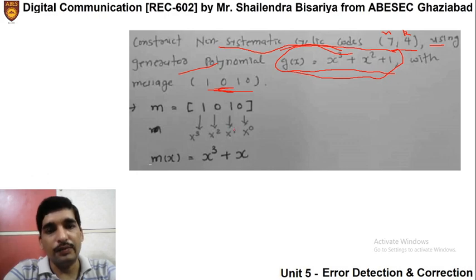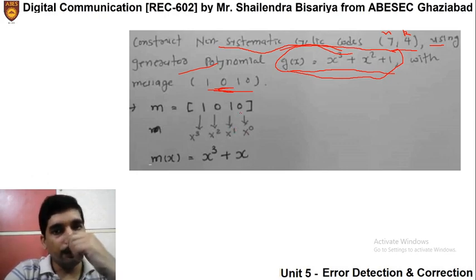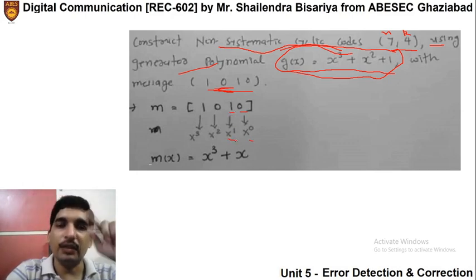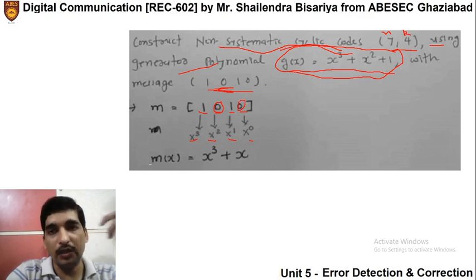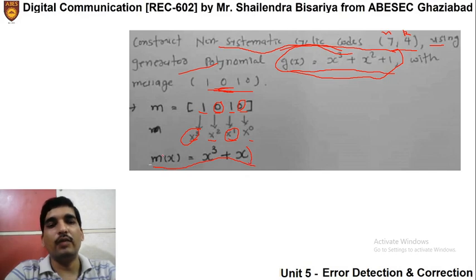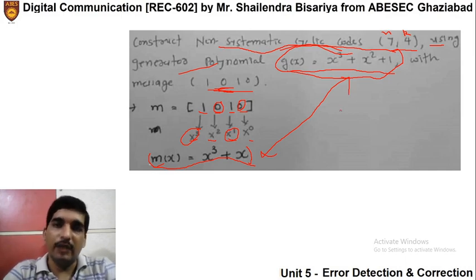So as we did in the last slide, the first bit will be multiplied with x0, the second bit with x1, the third bit with x2, and the fourth bit with x3. Since this bit is 0, the multiplication will be 0, so no need to consider it. We will consider only this term and this term. That means mx is x^3 plus x. Okay, so we will multiply this mx with this polynomial gx to find the polynomial cx. This is simple mathematics. Let us do that.